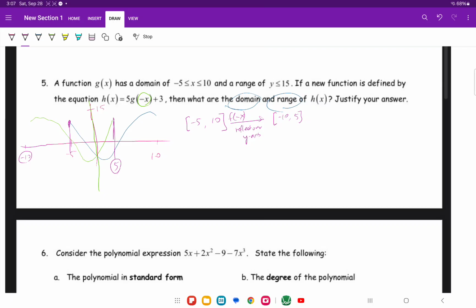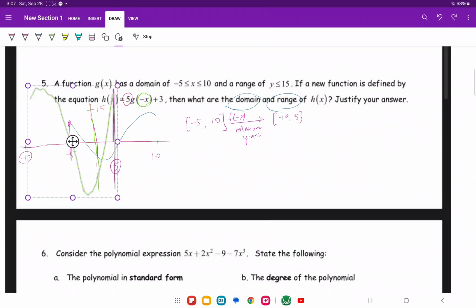Next, we have a vertical stretch of 5. We have this 5 in front of everything. Remember, that's a vertical stretch, meaning we're going to take this and stretch it, 5 times bigger. So if you think about that, it didn't change our domain. It didn't go left or right, but it did stretch the vertical. So let's say it used to go all the way up to 15. Now it's going to go 5 times that, to 75.